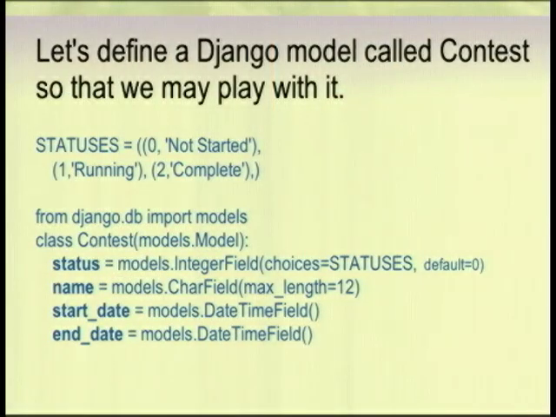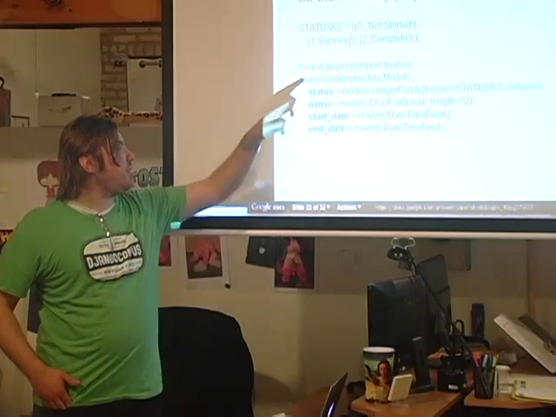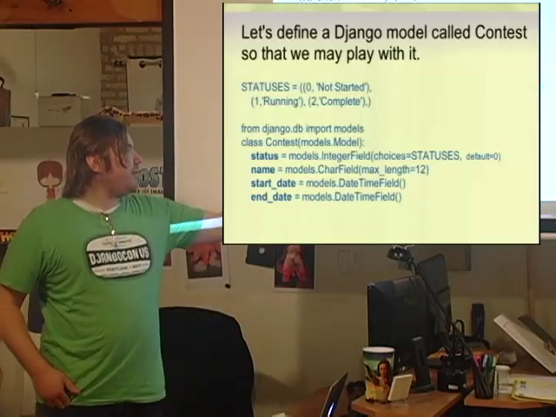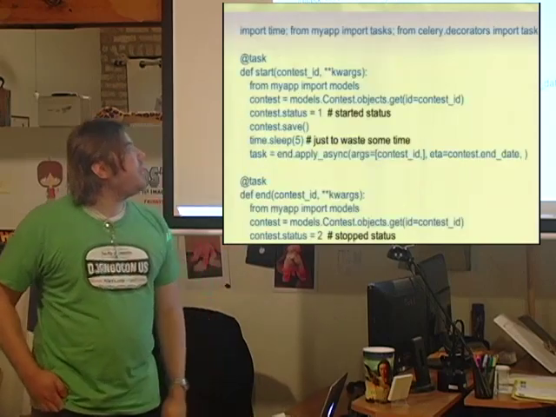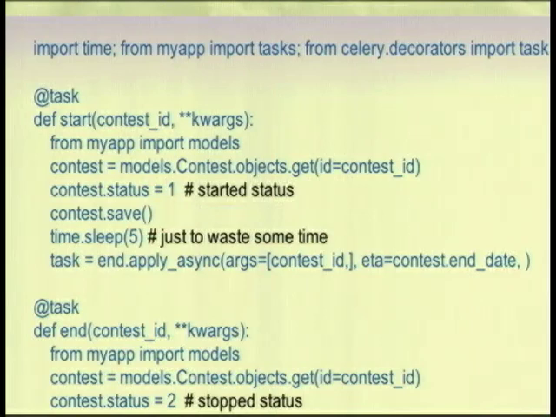Here's an example of how to start doing this with the Django model. I'm just going to create a contest model which has a status, which takes not started, running, and complete, a name, a start date, and an end date. And then here are some sample tasks that I might define in my tasks.py within my module.